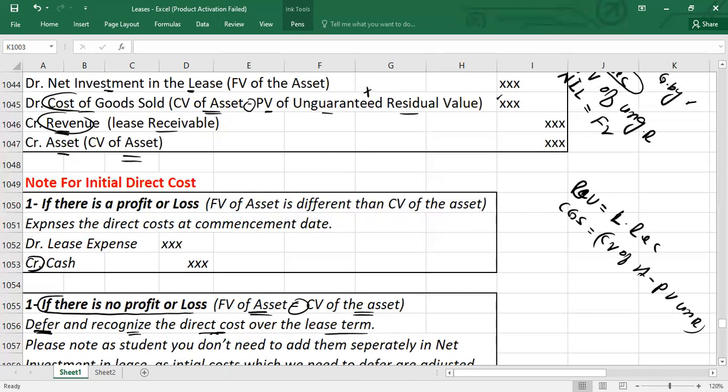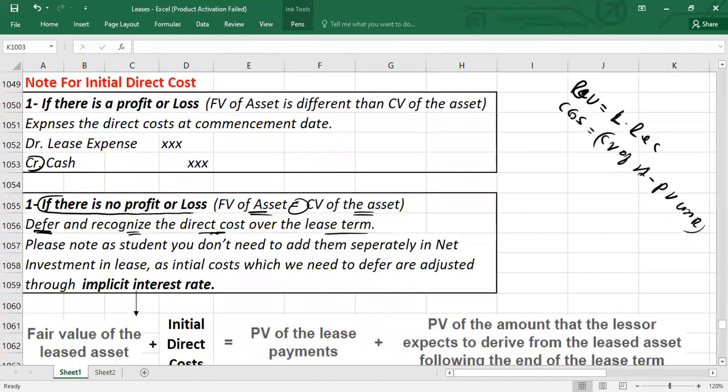But how? Maybe you are thinking, guys, actually you don't need to do anything as a student regarding this case. Which case? If there is no profit. And how it is deferred, guys, please note, as a student you don't need to add them separately in the net investment in the lease, because practically lessors add initial direct cost into the net investment of lease. As a student you don't need to add. The reason is that the initial direct cost which we need to defer is adjusted through the implicit interest rate.